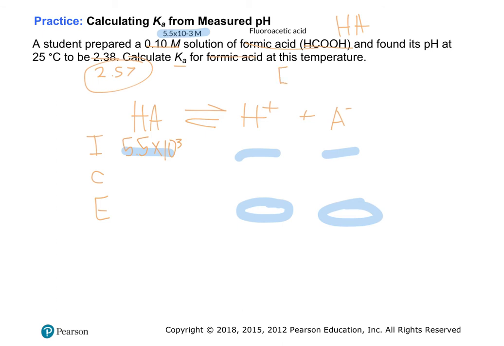We want to find the hydrogen concentration, and that is 10 to the negative pH. So we're going to do 10 to the negative 2.57 is 2.69 times 10 to the negative 3 molar. So plug that in here for both of them.